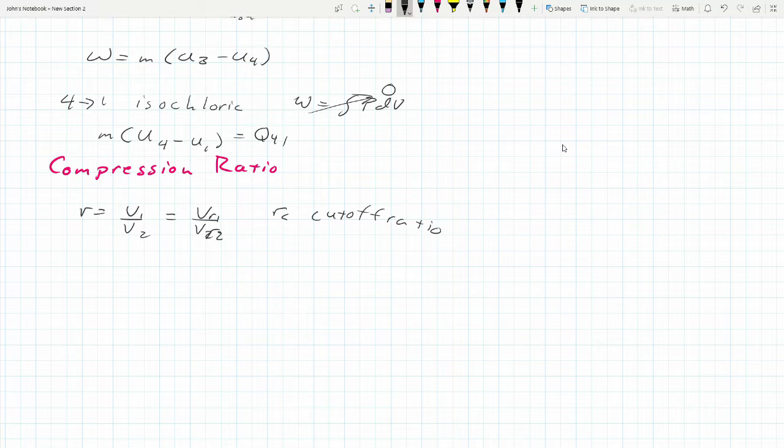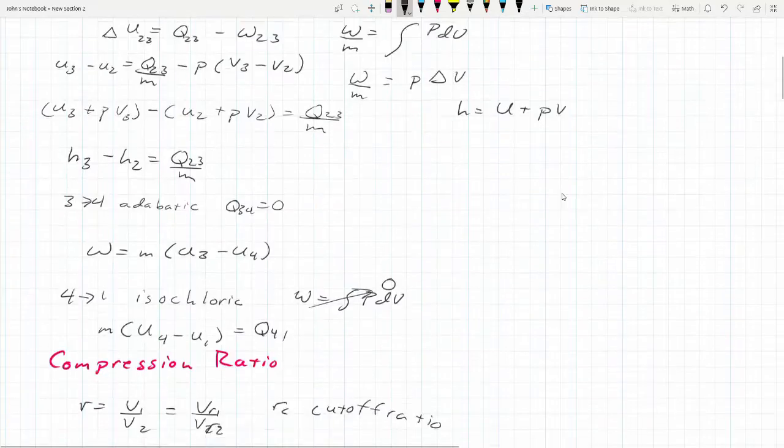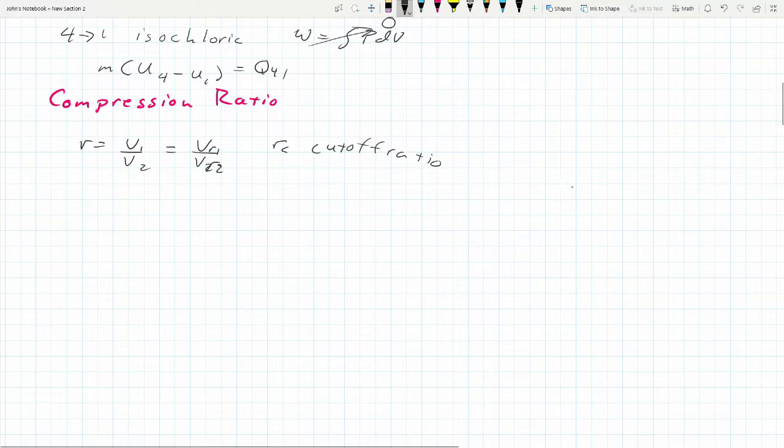What the cutoff ratio is, it's between the end and start of the combustion. Oh, that's terribly written. That is not even legible. I'm sorry.